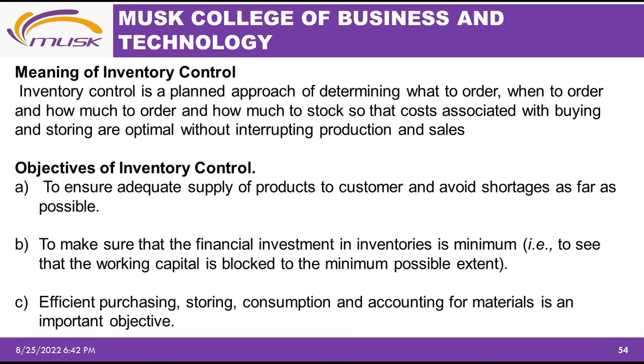We are going to look at a number of objectives of inventory control. The first one is to ensure adequate supply of products to customers and avoid shortages. The other one is to make sure that the financial investment in inventories is minimum. That is to see that the working capital is blocked to the minimum possible extent. The other one is efficient purchasing, storing, consumption, and accounting for materials, which is a very, very important objective of inventory control. So by controlling inventory, we are simply saying we are able to purchase on time, and we are able to store, we are able to ensure consumption, and so on and so forth.